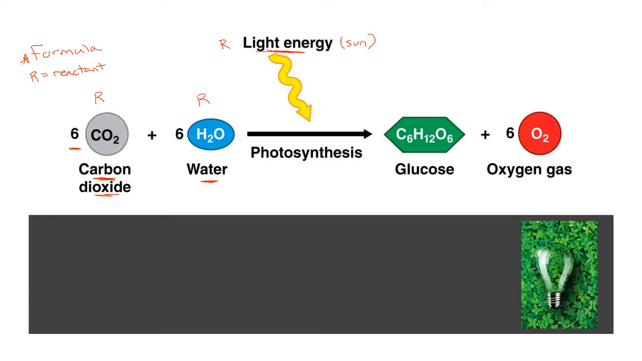Now, what are going to be the products? Well, let me do this in a different color. Products are going to be this one and this one. Okay, and I'm going to put P for products. What are the products of photosynthesis? Glucose, which is chemical energy.